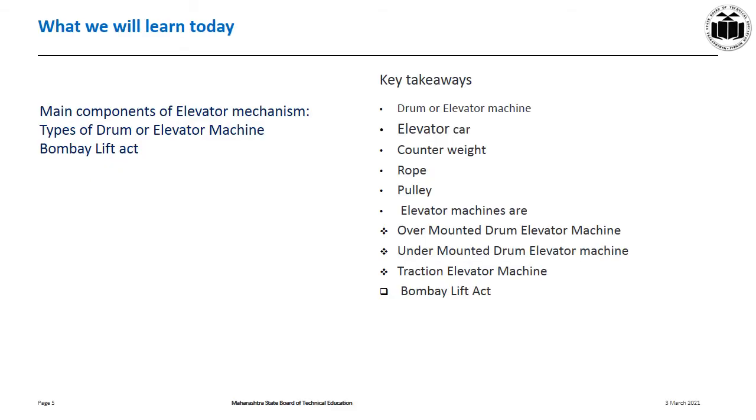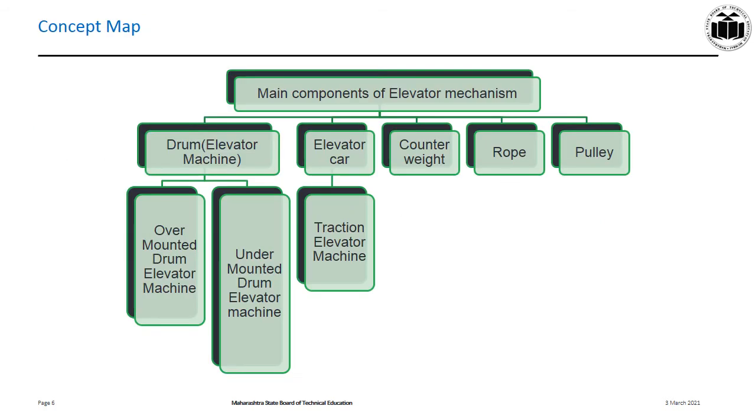In today's session, we will learn about the main components of the elevator mechanism, that is the drum, elevator car, counterweight, rope, pulley, and elevator machine, and its types: the over-mounted, under-mounted and traction elevator machine. We'll see the Bombay Lift Act also. Here the learners are requested to pause the presentation and note down the concept map in the notebook.